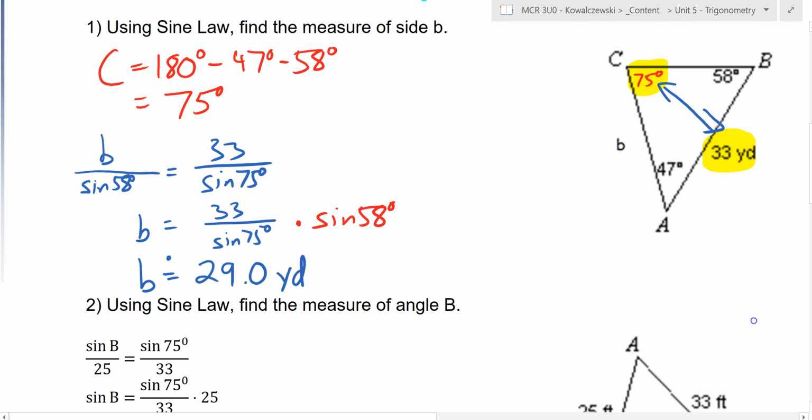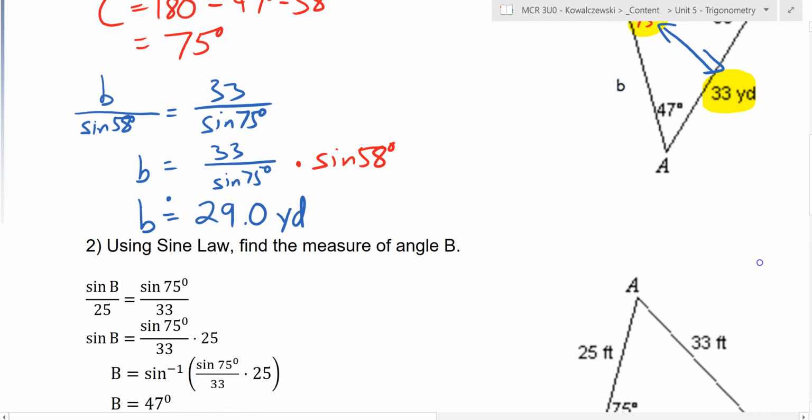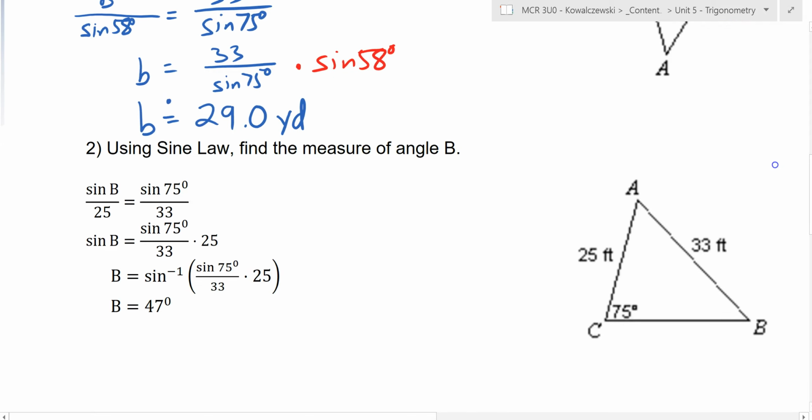The next example, I've already written out the solution, so you can take a look at it. But this time we want to figure out what angle B is. So this time, again, my unknown value is angle B, so sine B is on top, divided by its opposite side, 25, equals, so the pairing that I have is sine 75 degrees over 33.